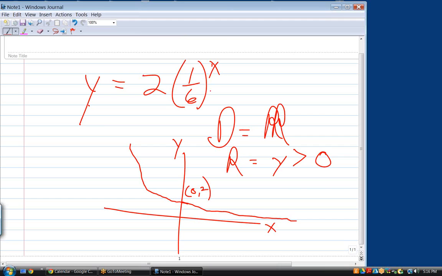Notice that when you have negative exponents, they do not mean negative numbers. It just means you take it to the other side of the fraction bar. So if I had 1/6 to the negative 2, that's the same as 6 squared. So it definitely does not mean negative numbers.